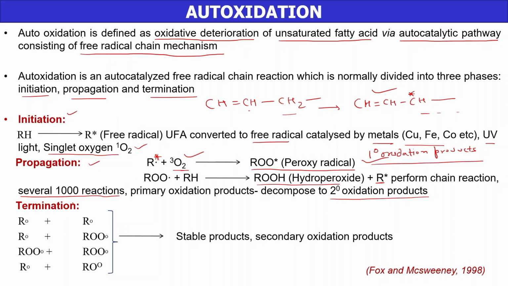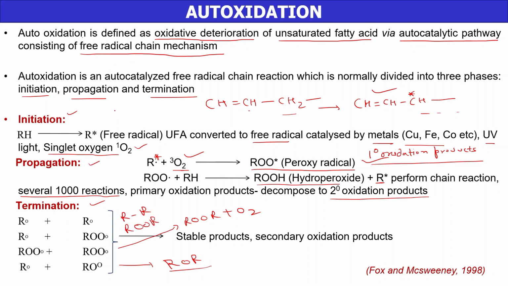And then the third step of autooxidation is termination, where the free radicals that have formed will be converted to stable products. For example, this product will give you RR, this will give you ROR, this will give you ROR plus O2, that is, oxygen will be released. So all these are stable products. These stable products may be aldehydes, ketones, volatile acids, or alcohols also. Sometimes alcohol formation also takes place.